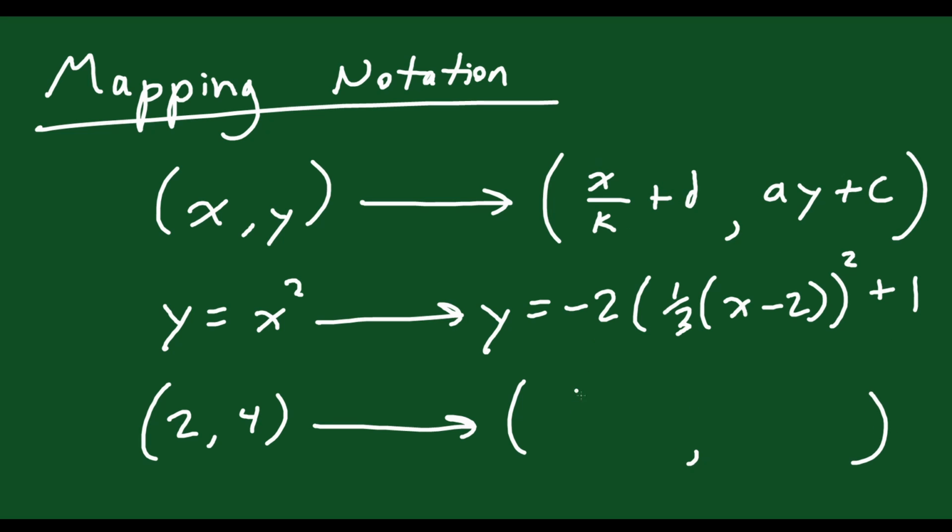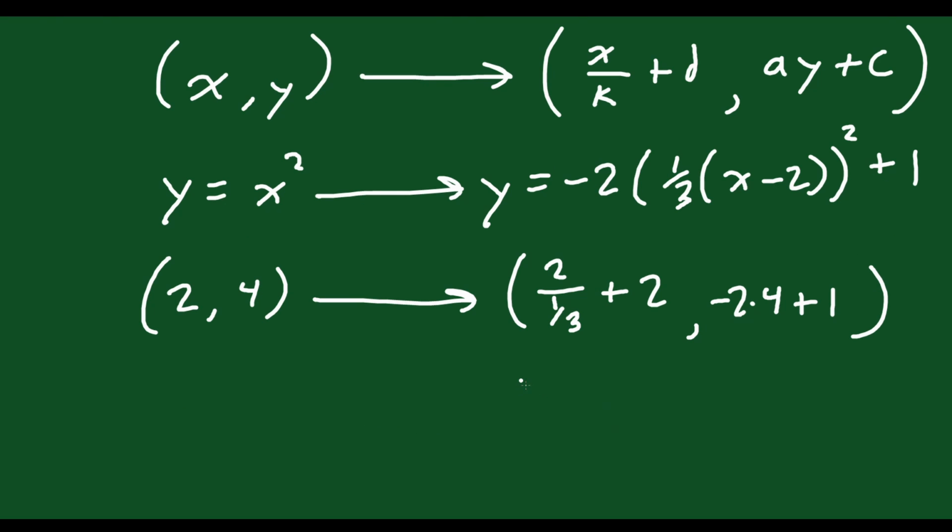So x over k plus d: my x value is 2, k is 1/3, so 2 divided by 1/3, plus d. d is 2, not negative 2, because remember this is x minus d, so the d is just the 2, so plus 2. And over here you have a times y, so negative 2 times 4, plus c, which is 1. You can then simplify this: 2 divided by 1/3 is 6, 6 plus 2 is 8, and 4 times negative 2 is negative 8, plus 1 is negative 7. So the point (2, 4) becomes the point (8, negative 7) on the new graph.